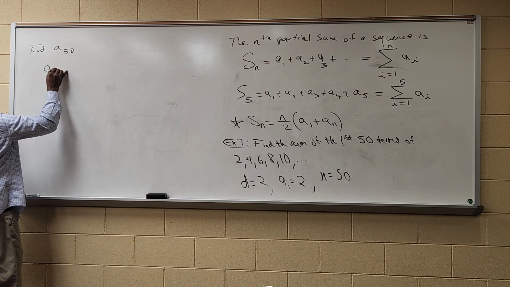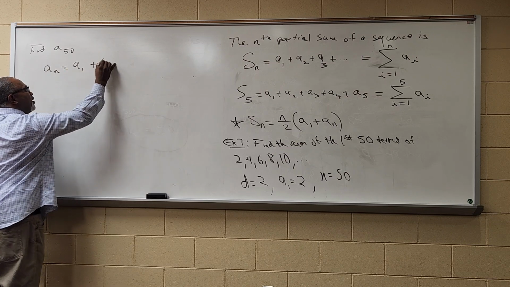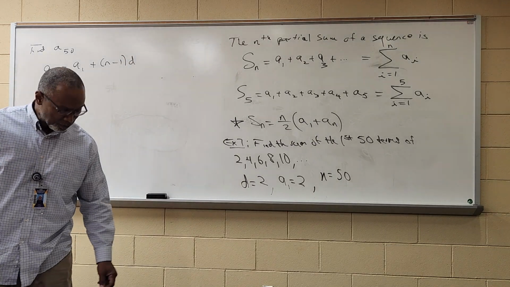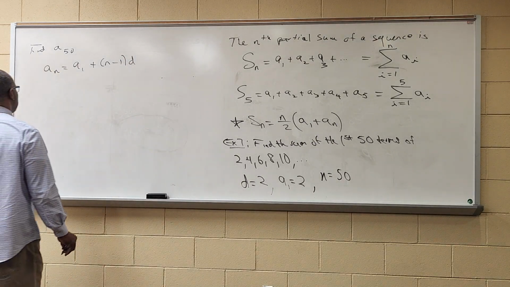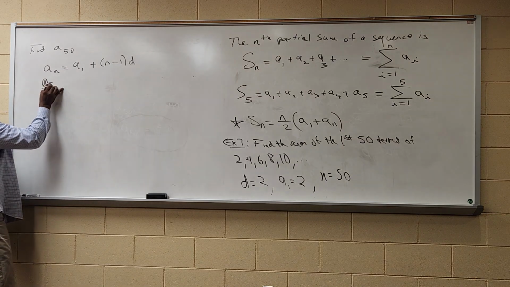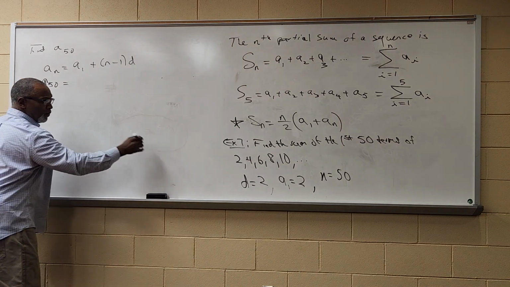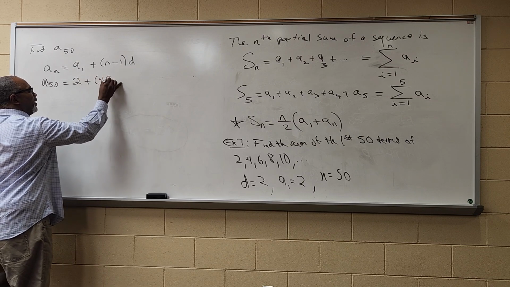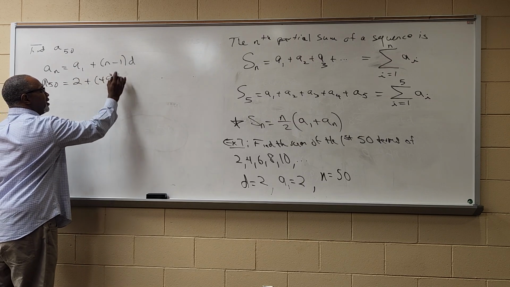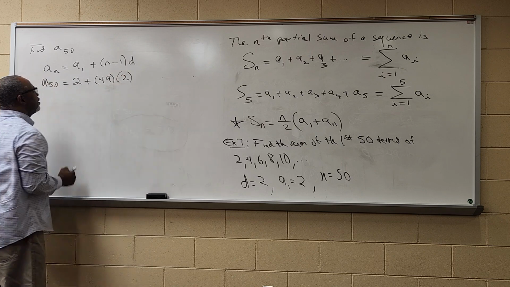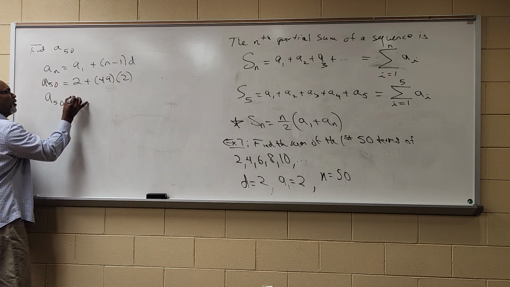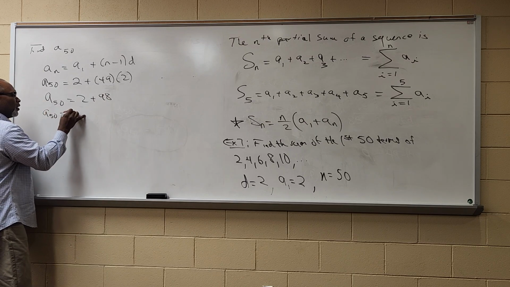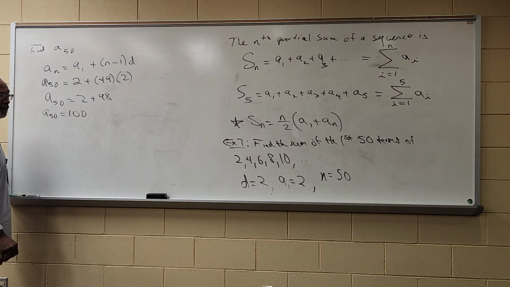But again, An is A1 plus n minus 1 times d. That's that same formula we've been using. I say this is going to be pretty important. So A sub 50 would be A1, we know A1 is 2, plus n minus 1 times d. 50 minus 1 is 49 times d, but d is 2. So A50 is 2 plus 98. The 50th term is 100.